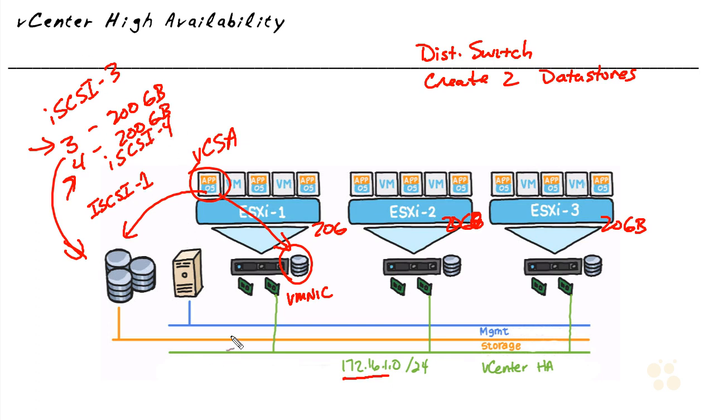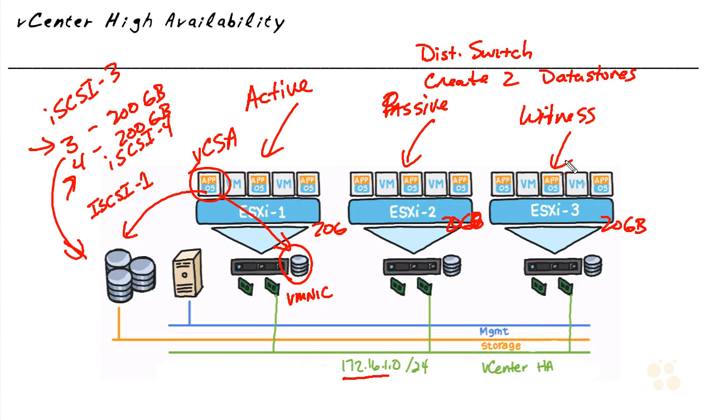And then when we run the wizard, we can go ahead and specify that for the vCenter server appliance, we want the active to run on ESXi1, and we can specify that we want the passive node to run on ESXi2, and the witness node can go ahead and run on ESXi3. And for data stores, we can go ahead and leave the active using iSCSI1, and for the passive, let's use iSCSI3, and for the witness, we'll use iSCSI4.